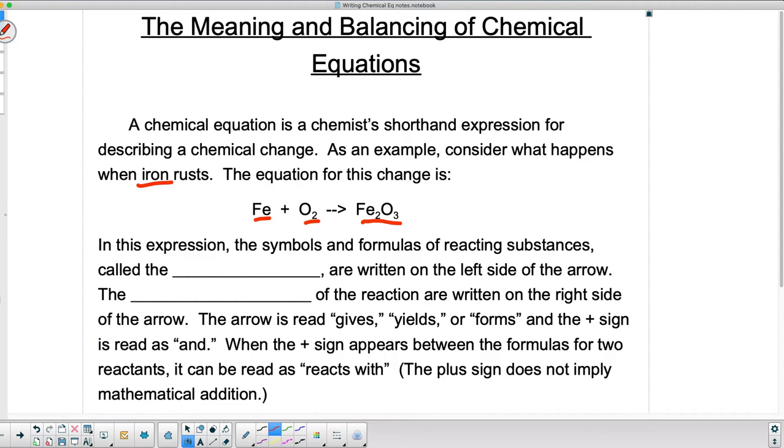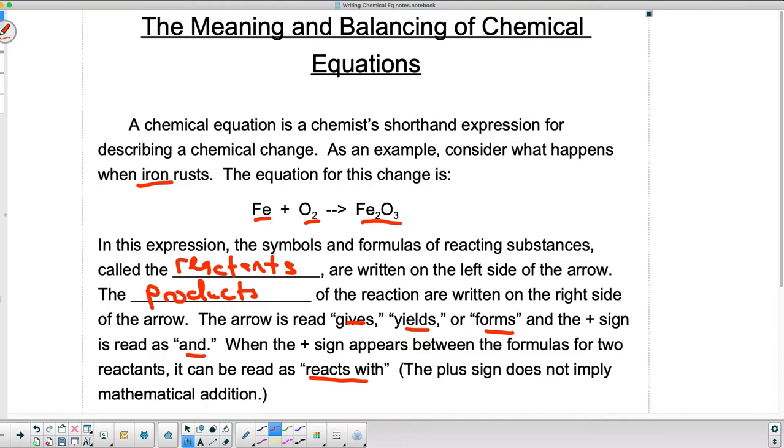In this expression, the symbols and the formulas of the reacting substances are called the reactants. You guys have seen this kind of thing before, hopefully, and they are written on the left-hand side of the arrow. The products of the reaction are written on the right-hand side of the arrow. The arrow is read as gives, yields, or forms, and the plus sign is read as and. Sometimes the plus appears between the formulas of two reactants. It can be read as reacts with, as in iron reacts with oxygen to form iron 3 oxide.